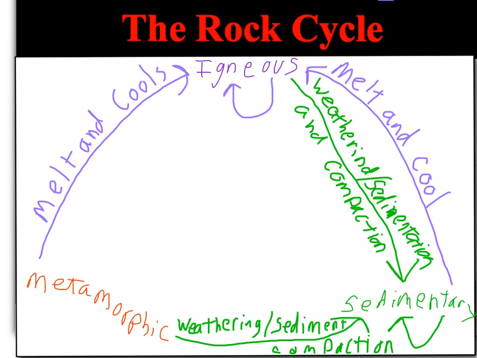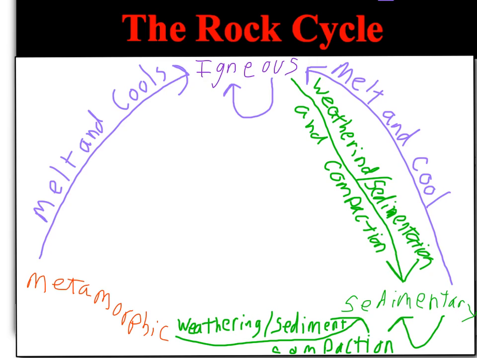I gotta use a little shorthand here because I'm running out of room. So that is how you make a sedimentary rock. And again, even another sedimentary rock can be weathered and eroded and become the sediments that it was originally made out of. And then those sediments get moved somewhere else and get laid down in a layer and compacted, and you get a new sedimentary rock from them.